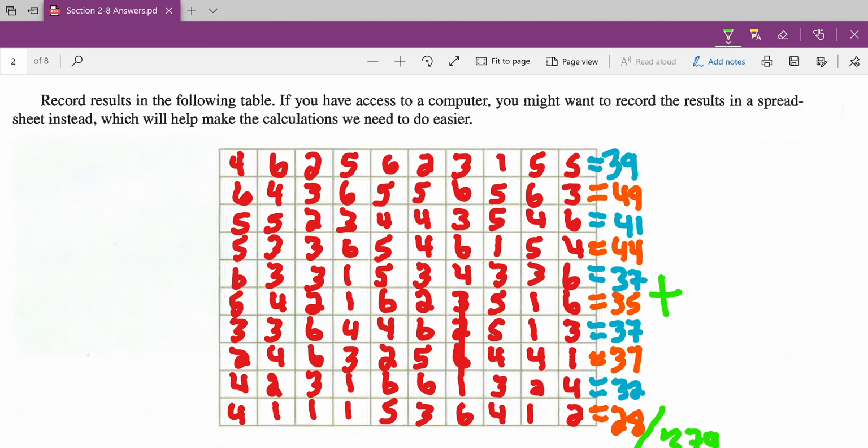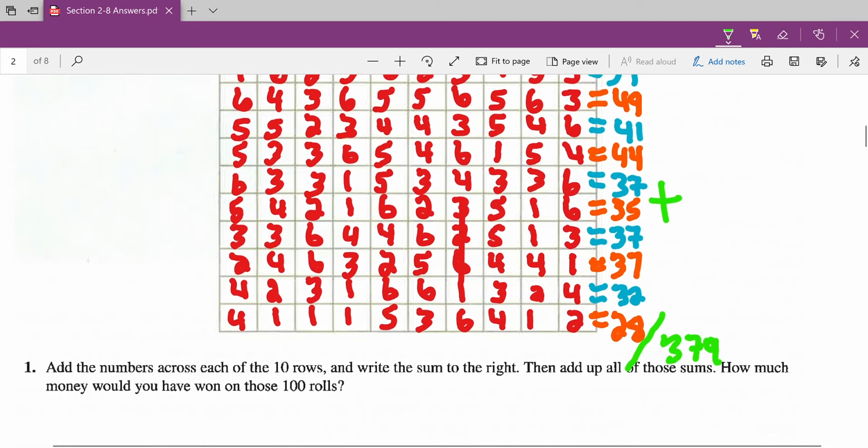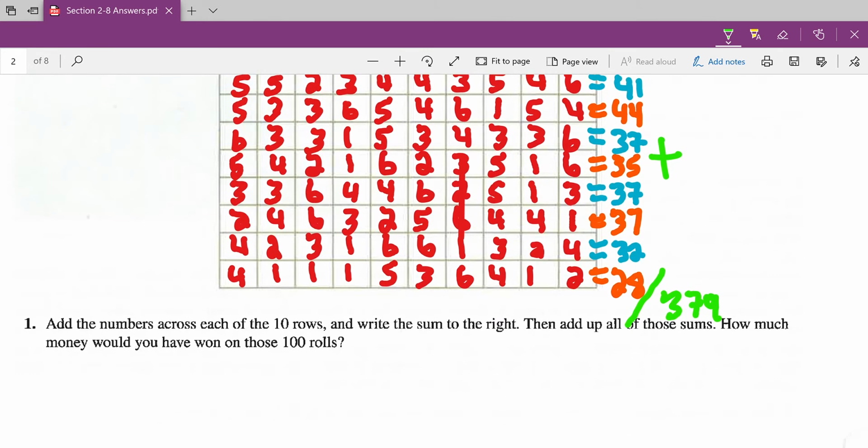Basically, we're rolling a die and we're recording the number that showed up each time we rolled it for 100 rolls. Then they ask me to do several things. In question number 1, they ask me to add up each row, and then add up all the numbers. Basically, I want to know what total I won. So my answer to question number 1 would be that I actually won $379 in this game that I'm playing.